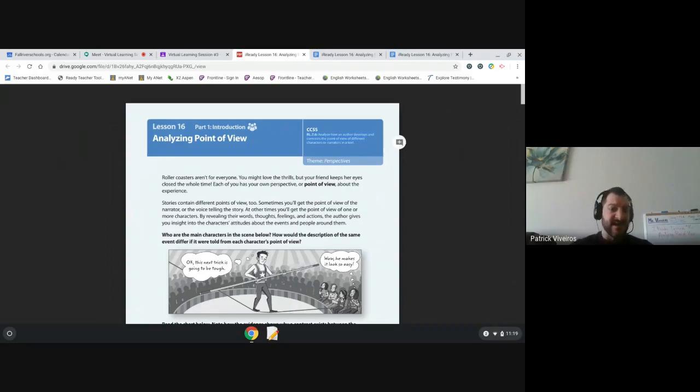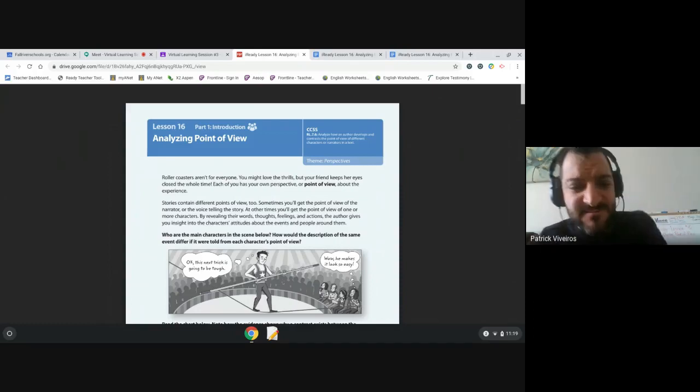So our lesson again today is analyzing point of view. The theme of all of the text in today's lessons, because all iReady lessons seem to follow a particular theme, is perspectives, which again aligns perfectly with our lesson. So I'm just going to go over the first part of the lesson. And again, a lot of this will probably sound like review, but it's going to start right at the top.